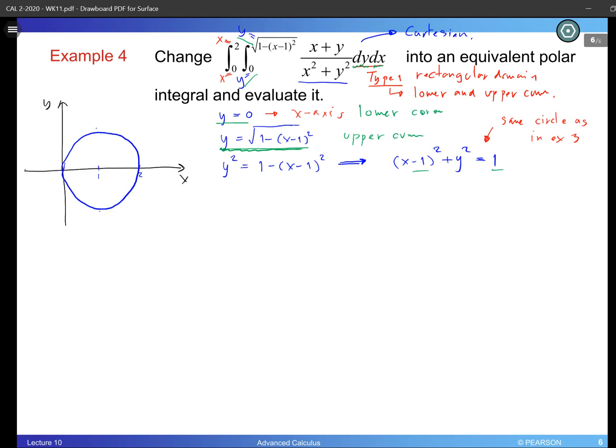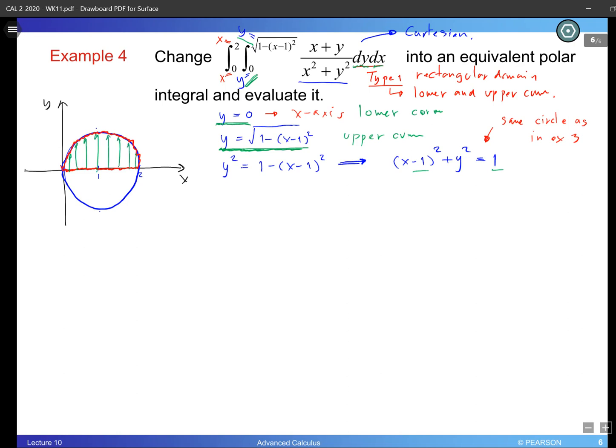So this is the curve that we need, and let's do some sweeping. Let's take a look at the meaning of this. We are going to sweep from the lower curve, which is the x-axis, to the upper curve, which is this circle right here. So we are looking at this region right here. It's going to be this sweeping from the lower curve to the upper.